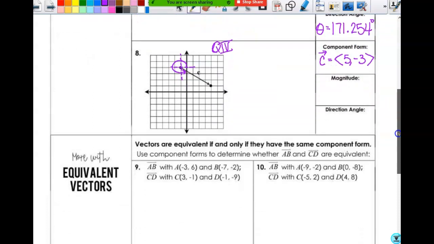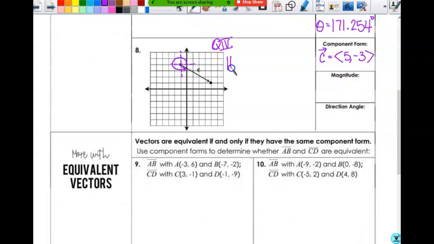Magnitude, I'm going to have to find the same way I've been finding magnitude. So the magnitude of vector C is the square root of 5 squared plus negative 3 squared, square root of 25 plus 9. So the magnitude is the square root of 34. Then you find the angle.